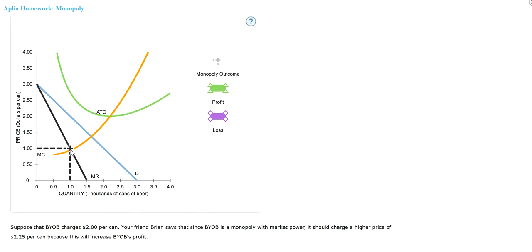Now to find the price, go up to your demand curve. So this is the price point. So from this point, get your quantity, go to your demand curve vertically, get your price for the market. So for this market, the price is $2. Quantity is 1,000 cans.